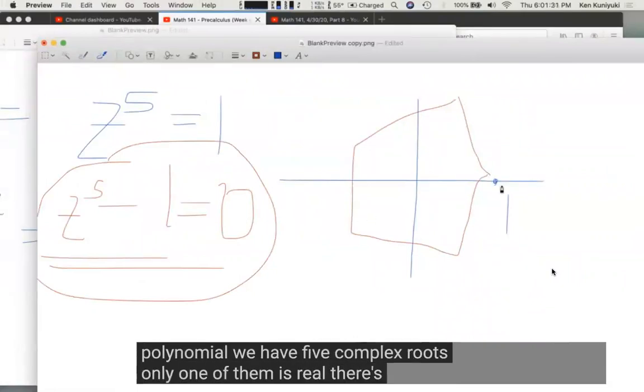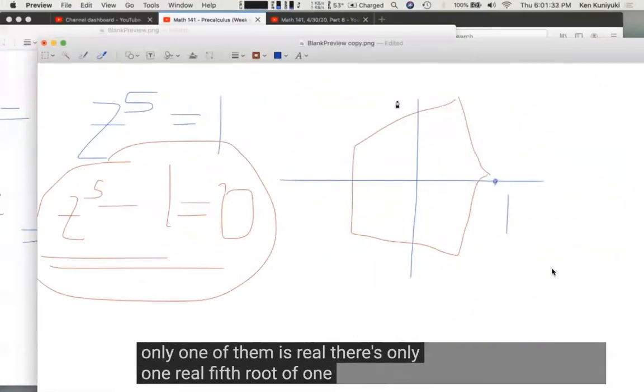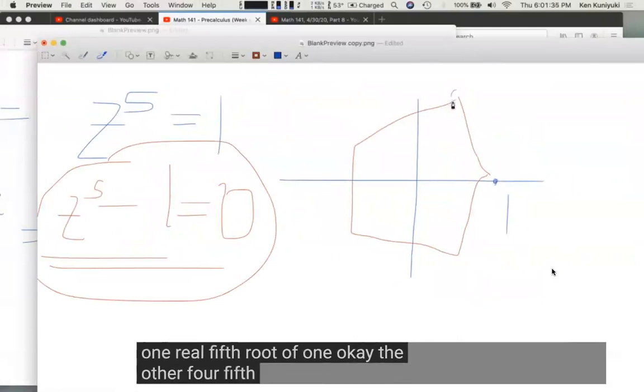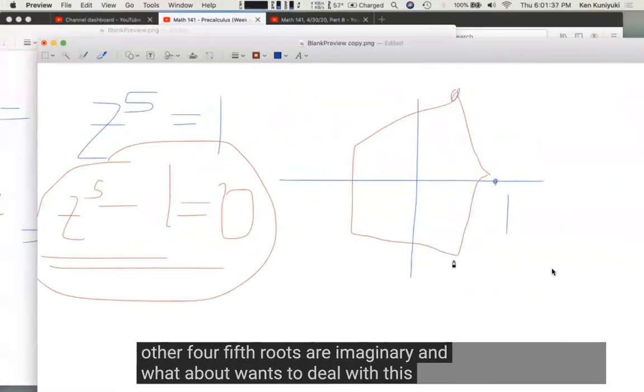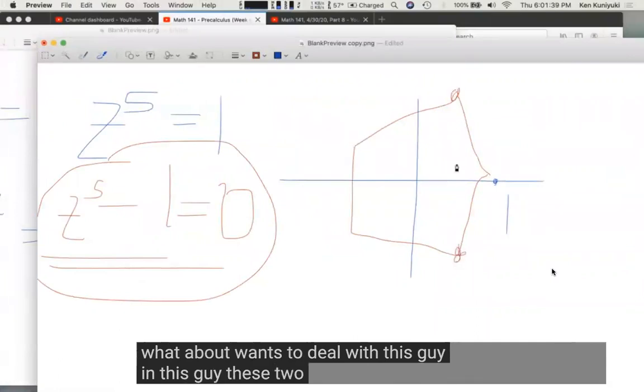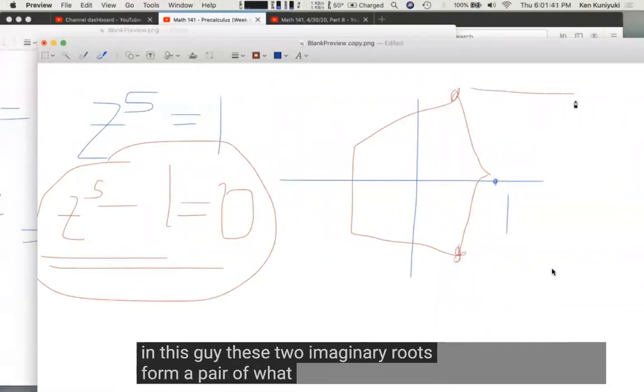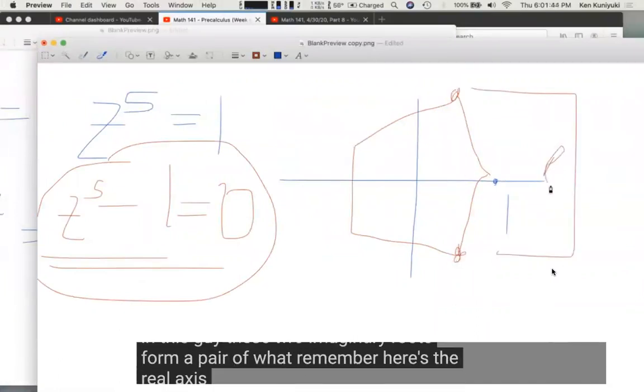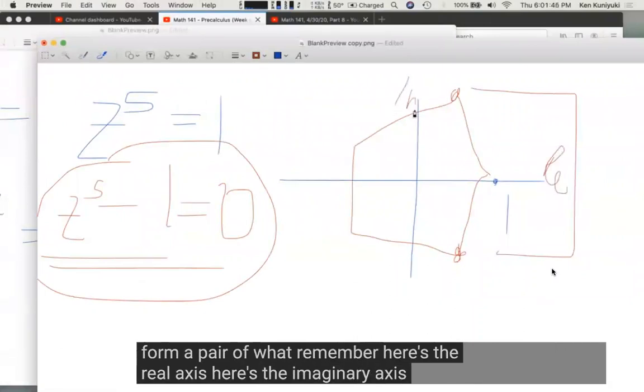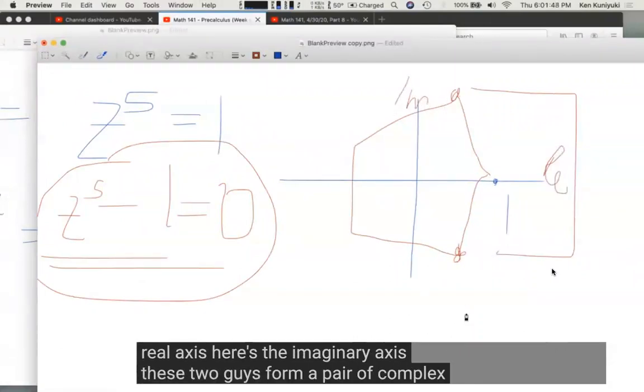Only one of them is real. There's only one real fifth root of 1. The other 4 fifth roots are imaginary. And what's the deal with this guy and this guy? These two imaginary roots form a pair of what? Remember, here's the real axis. Here's the imaginary axis. These two guys form a pair of complex conjugates.